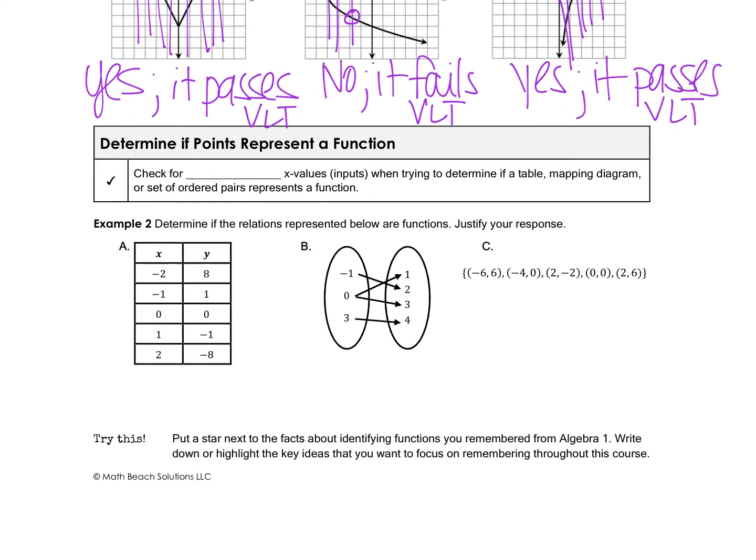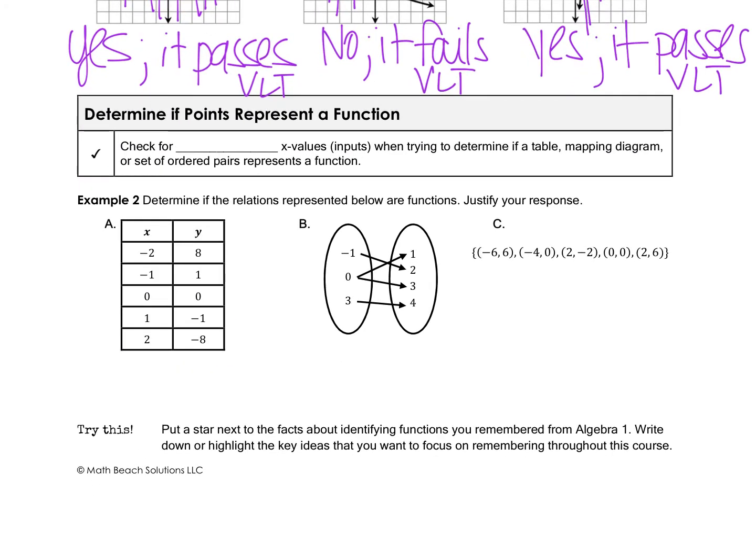Okay? So the next part, it says determine if points represent a function. This time we're not looking at a graph, we're going to be looking at tables, mapping diagrams, and then just a list of ordered pairs. So it says check for repeating x values when trying to determine if a table, mapping diagram, or a set of ordered pairs represents a function. Remember, you're checking to see if any of the x values repeat. If they do, that is not a function. All of the x's have to be different.